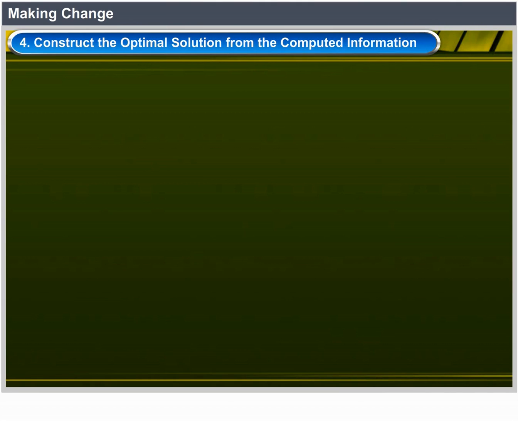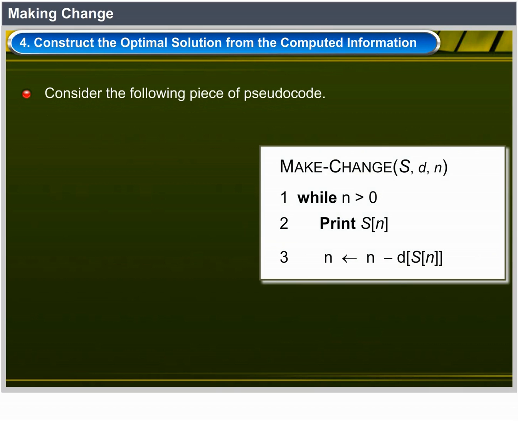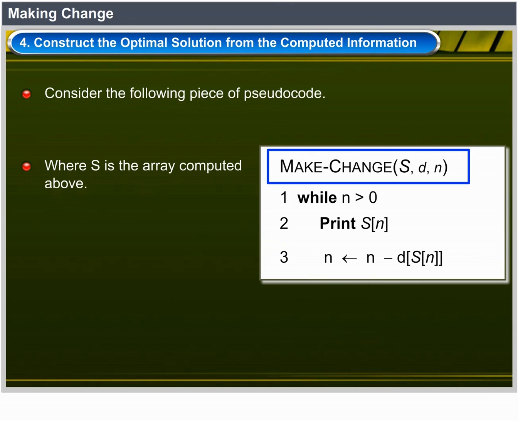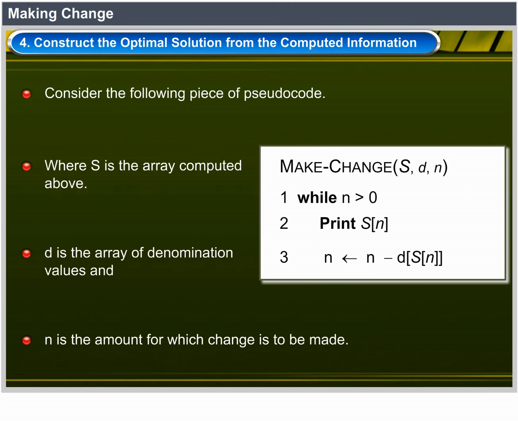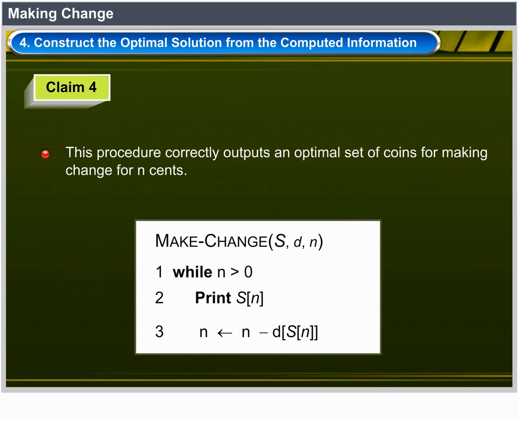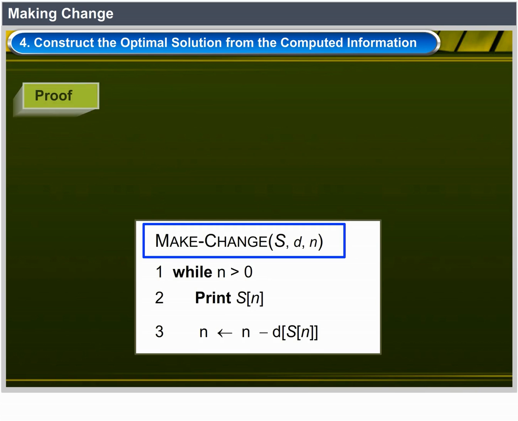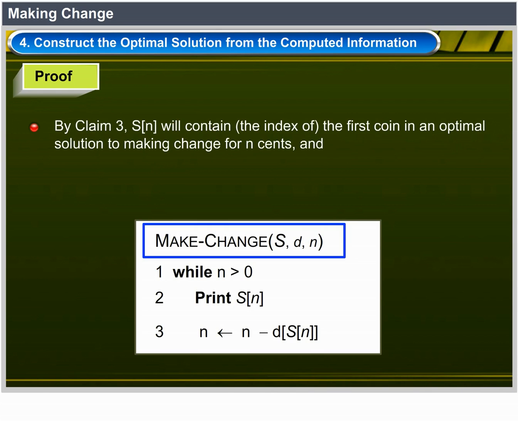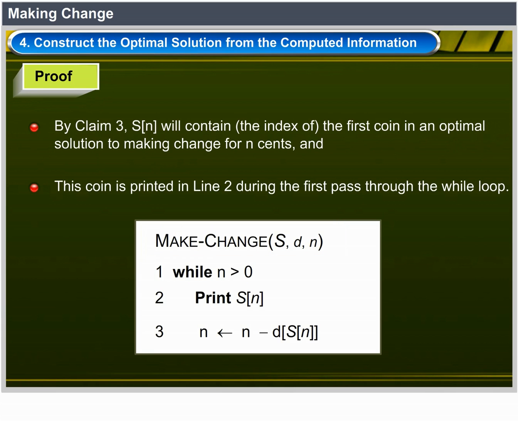Construct the optimal solution from the computed information. Consider the following piece of pseudocode which is shown here, where S is the array computed, D is the array of denomination values, and N is the amount for which change is to be made. Claim 4. This procedure correctly outputs an optimal set of coins for making change for n cents. Proof. By Claim 3, S of n will contain the index of the first coin in an optimal solution to making change for n cents, and this coin is printed in line 2 during the first pass through the while loop.